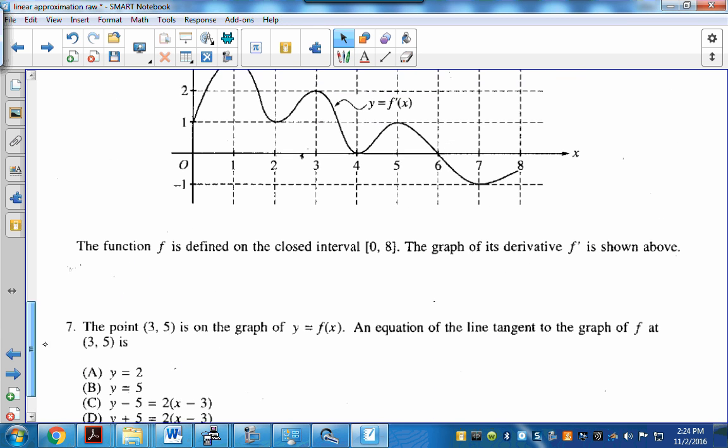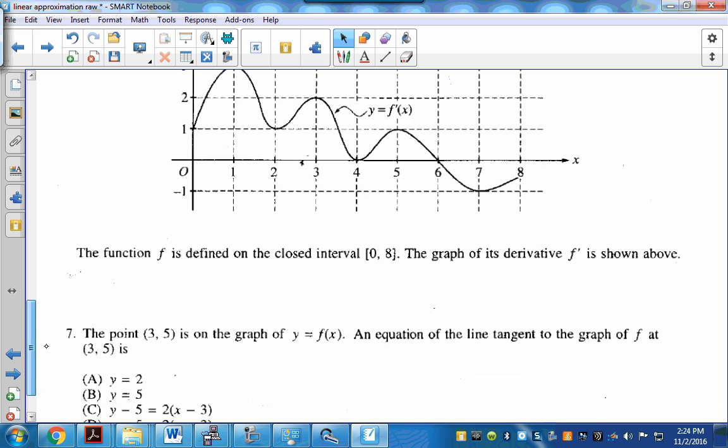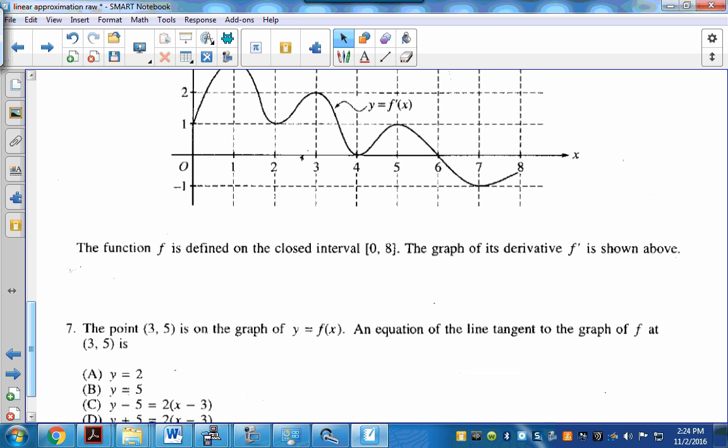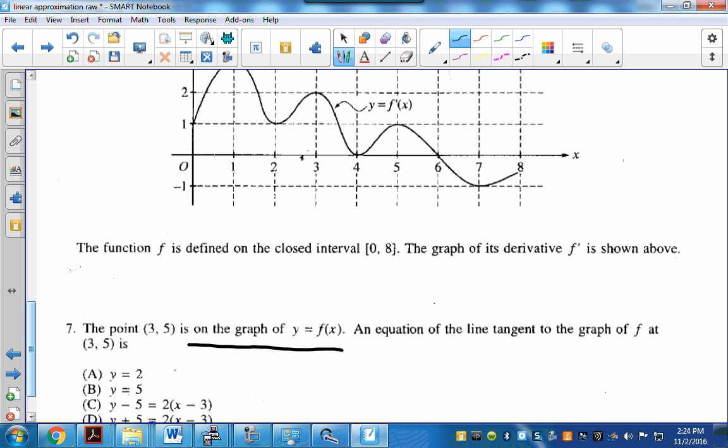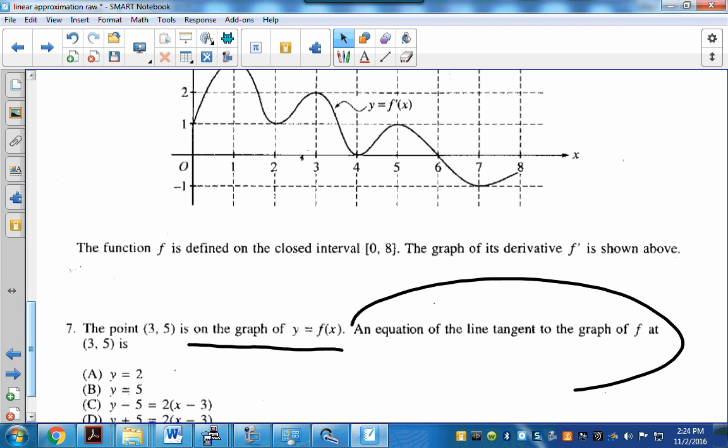This was sort of a convoluted problem. It says the function f is defined between 0 and 8. The graph of its derivative is right here. This is the graph of the derivative, f prime. It tells you the ordered pair (3,5) is on the graph of f. It should be pretty clear that this is not f, that's (3,2), right? (3,5) is on the graph of f. We don't have a picture of f. We do have a picture of f prime. And the task is find the equation of the tangent line. And it's got to be one of those 5 choices.